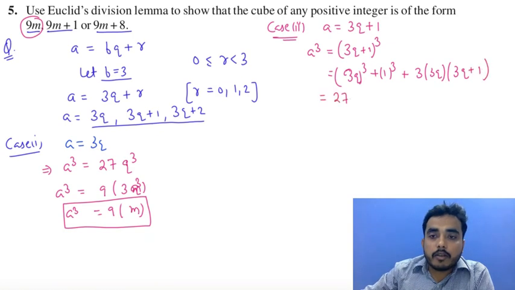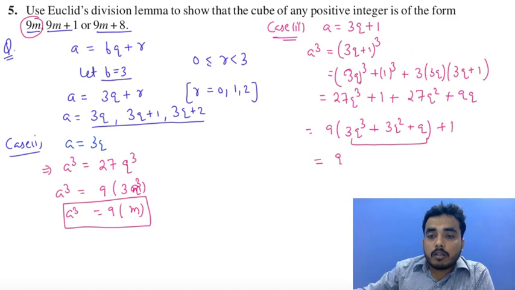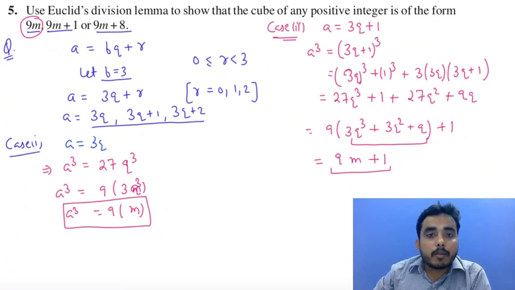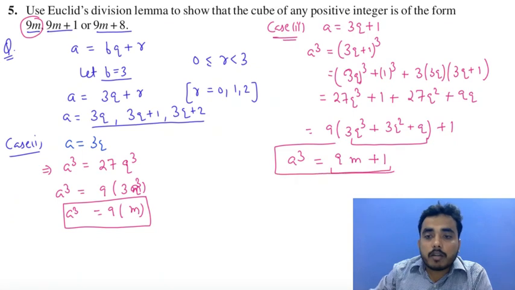So this is 27 q cube plus 1 plus this is 27 q square plus 9q. So taking 9 common from all these, this is 3q cube plus 3q square plus q, plus 1 except. So as we know that q is an integer, so all these will result into an integer. Now this I can write as of the form 9m plus 1. ये जो सारी चीजें हैं ये एक इंटीजर ही तो होंगी, तो उस इंटीजर को हमने एक m की फॉर्म में लिख लिया है, because m is also an integer. So a cube जो हो गया है हमारा 9m plus 1 फॉर्म का हो गया है.